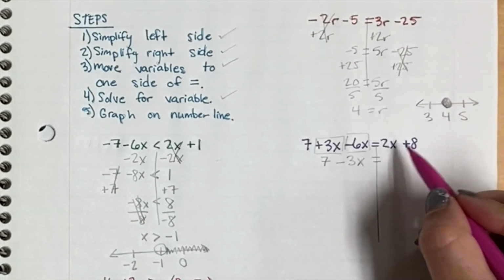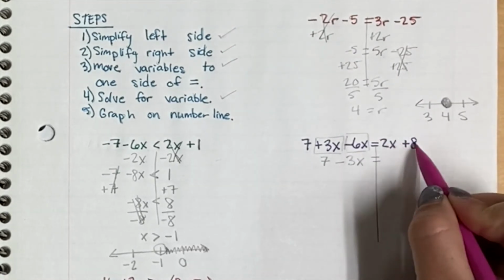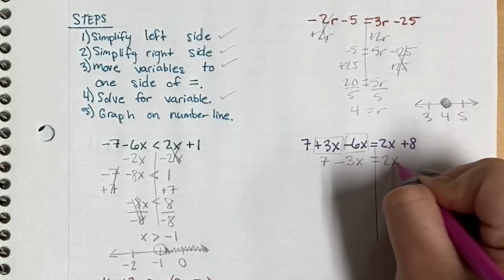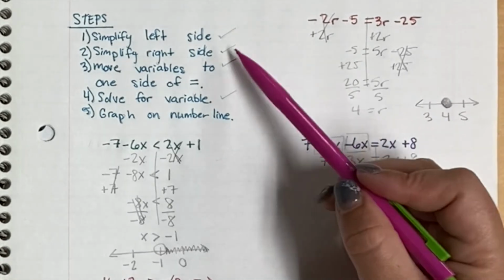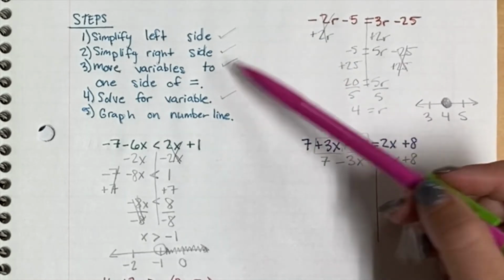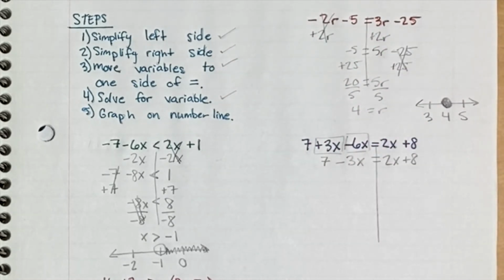On the other side, I'm going to simplify the right. 2x plus 8, these are not like terms, so I'm going to drop them down as is. Okay, so that's step number 2, check. Step number 3, move variables to one side of the equal sign.